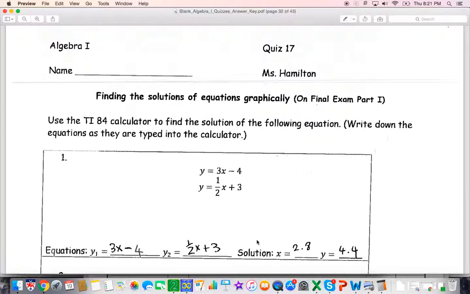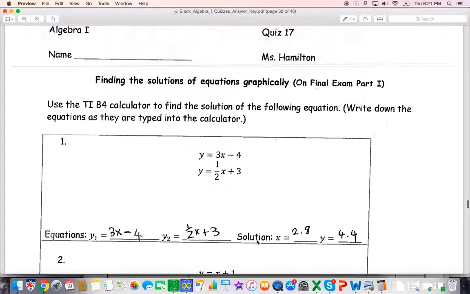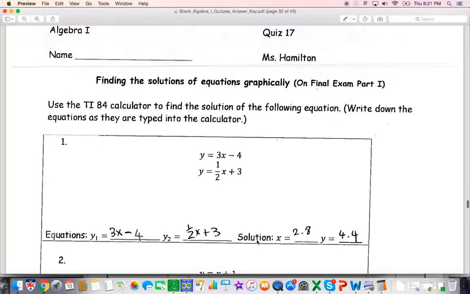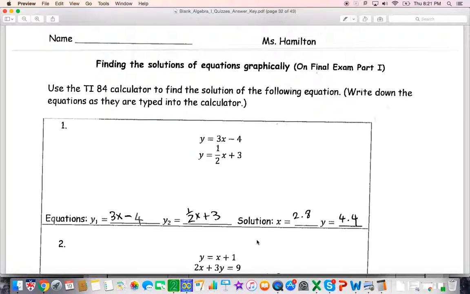Okay, so now we're going to go ahead and start looking at how to do these solutions, graph these solutions. So I'm going to stop this video here because I would like to pull up my calculator if possible.